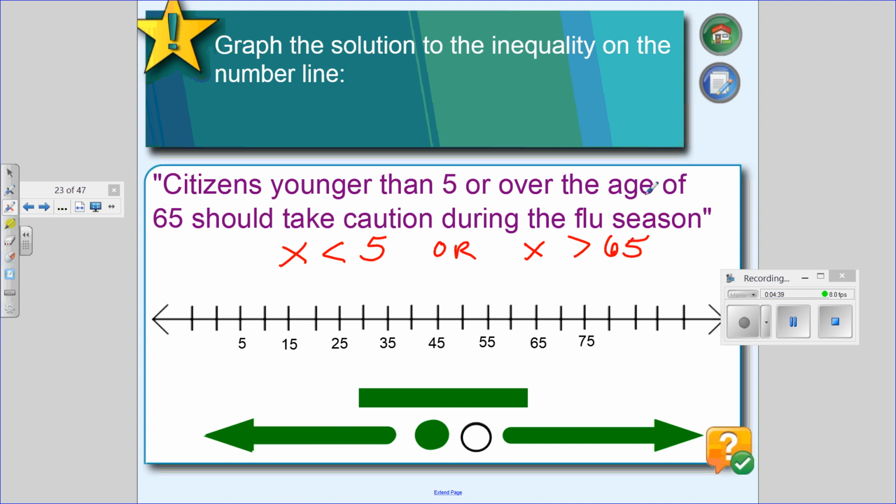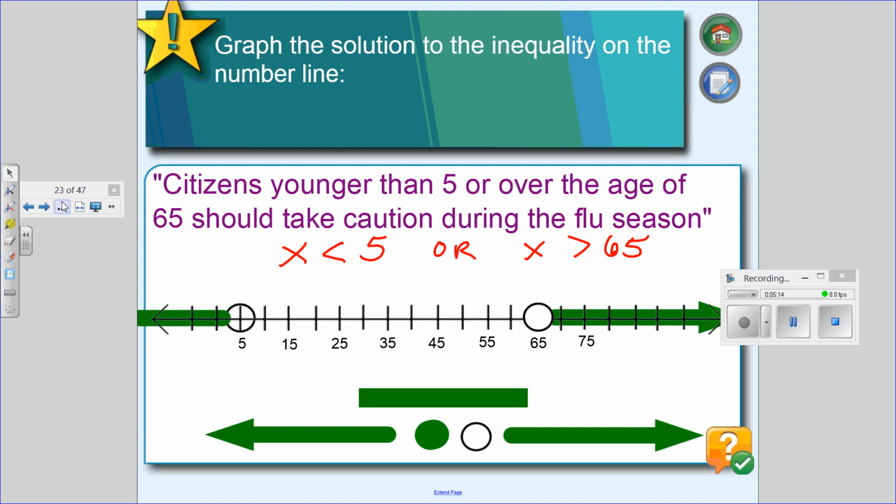Let's see what this looks like. So in this case, I'm going to go open dot on 5 again. Should look something like that. Open dot on 5. An arrow going down to the left because that is all of the ages that are younger than 5. Or x is greater than 65. So we'll go open dot on 65, and an arrow going to the right. Okay, so what does this look like?